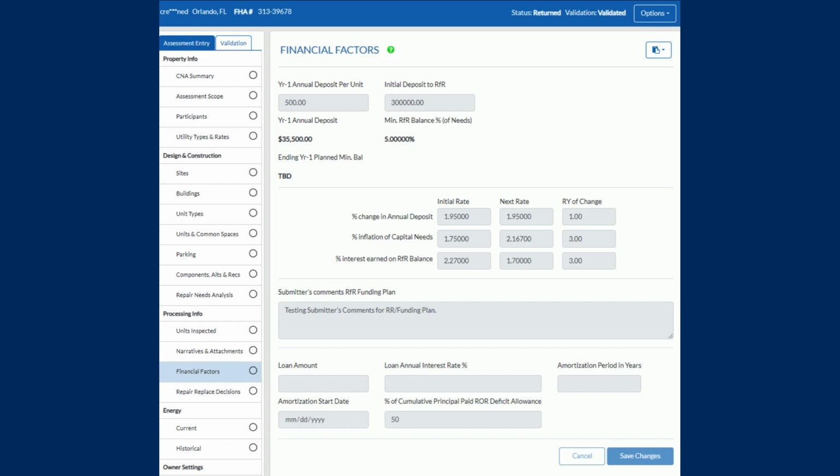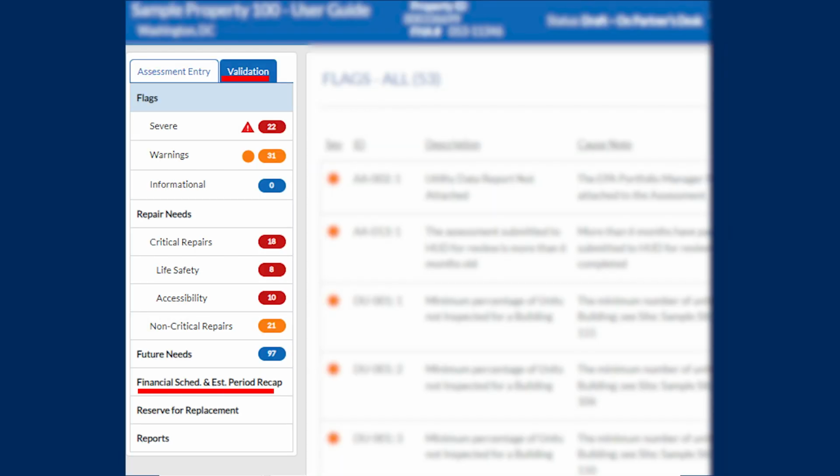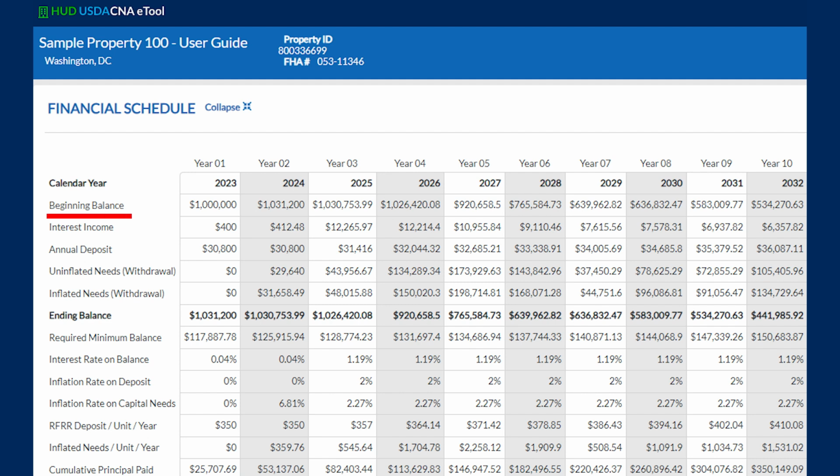Completing the financial factor screen is an iterative process. You'll need to try different combinations of entries until you arrive at a workable plan for addressing the property's physical needs over the next 10 years. While completing the screen, you will want to periodically check the financial schedule and estimate period recap located under the Validation tab on the left menu bar, as it shows the beginning balance of the RFR account minus the capital needs that need to be addressed, with the year-end balance for each year of the estimate period. The ending balance must exceed the required minimum balance throughout the entire 10-year period.